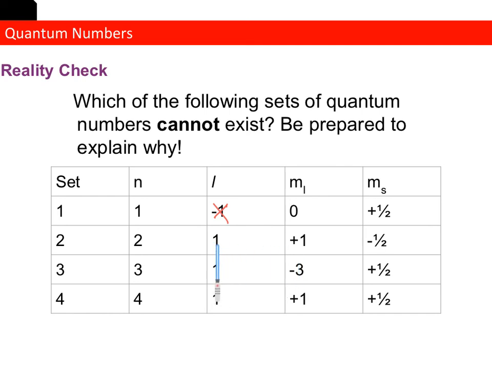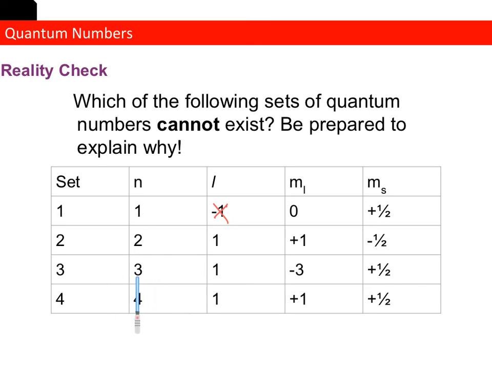Now, since we're in subshell 1, that means my possible ML values are plus or minus 1 and 0. So this plus 1 works out as well. And the spin number for that orbital can either be plus or minus 1/2. And so if you see either a plus or minus 1/2 in this last column, then it's probably good. So in all of these sets, this is an acceptable value for the spin number. So this one's okay.